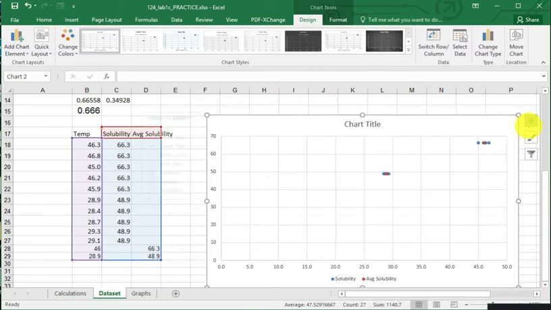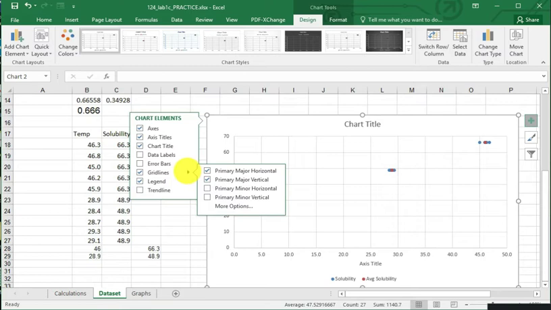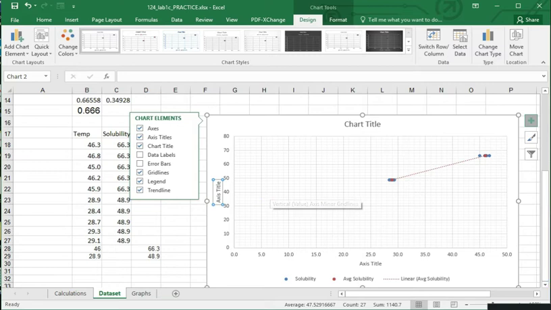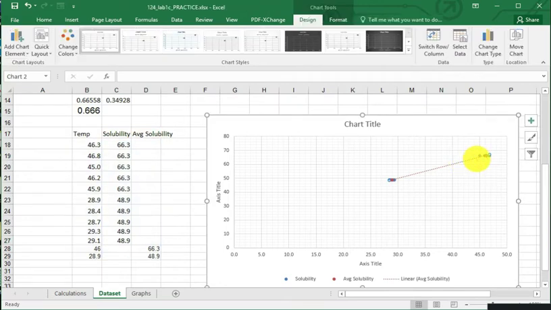Now I want to clean this up and put some titles on. I want to show the grid lines. I want to show the little minor ones so I can get a little resolution on it. I need to put a trend line. Now I'm going to use the trend line for the average because I consider that to be the better data. And I have my stuff. And it looks pretty linear. I mean, it's got to be linear. It's only 2 points.